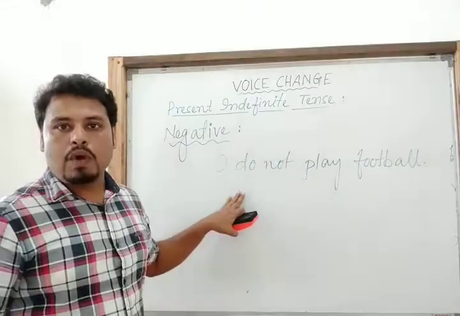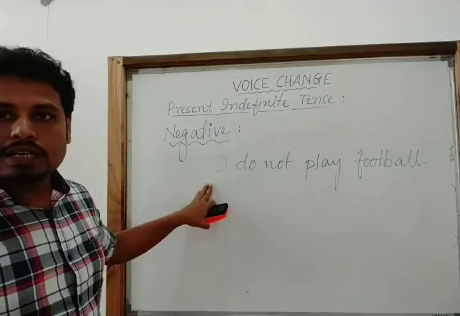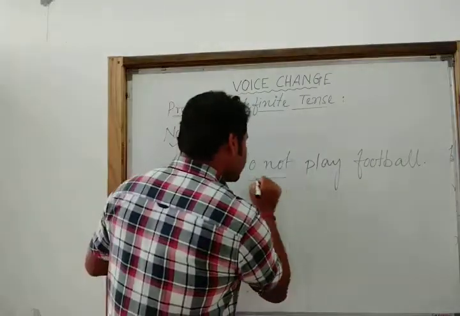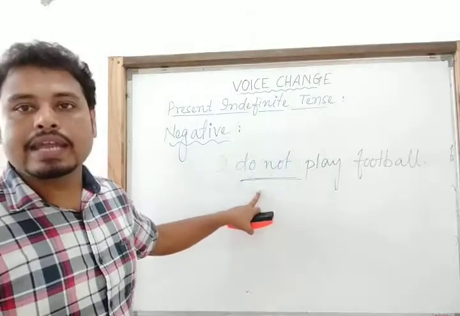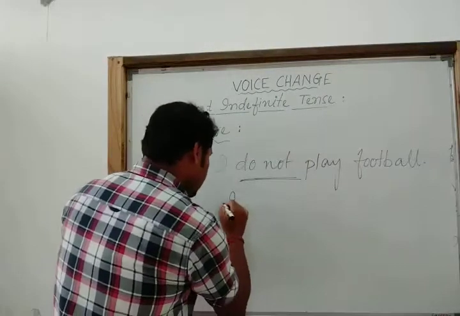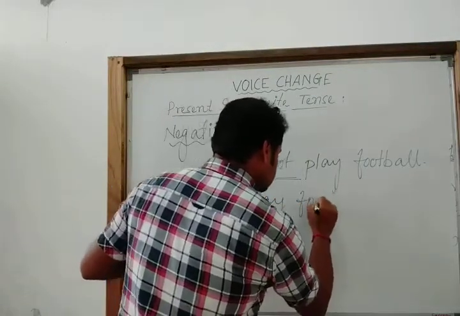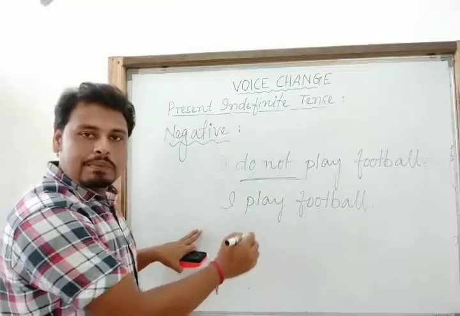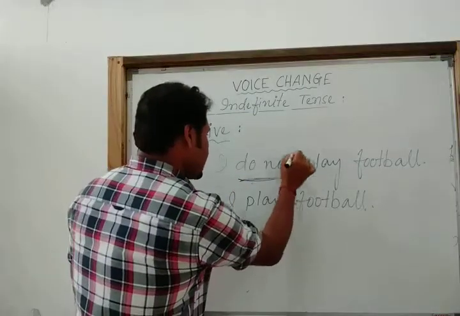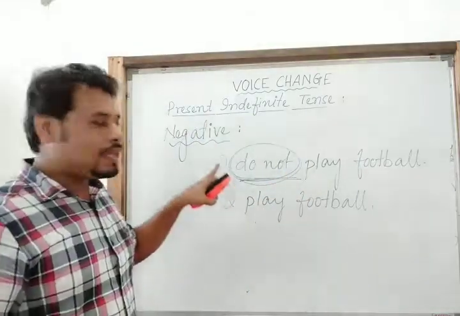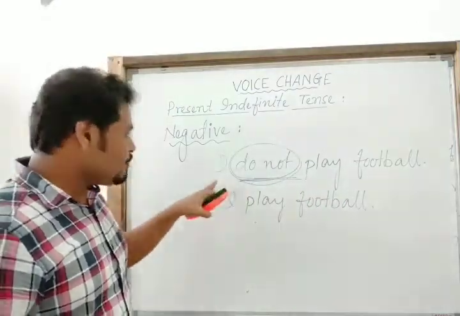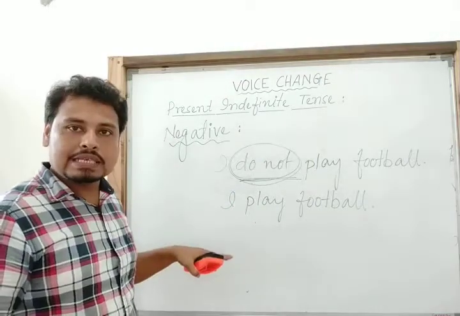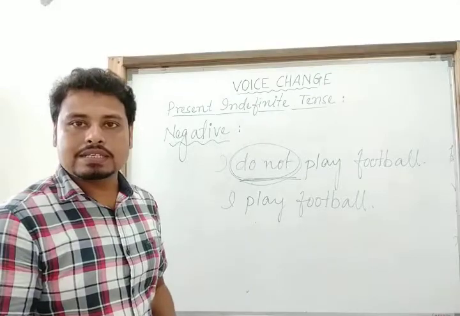I do not play football. This is one negative sentence with present indefinite tense. This do not makes it negative. Now if I write I play football, this becomes affirmative. So what is the basic difference between these two sentences? We have an extra do not here that makes it a negative. So today we are going to discuss how to change the voice from active to passive with this kind of negative sentences. So let us start.